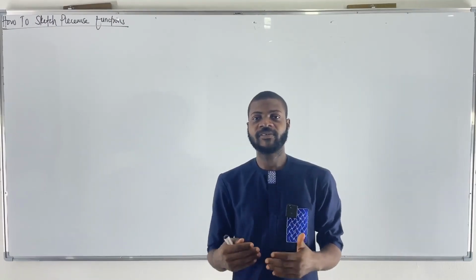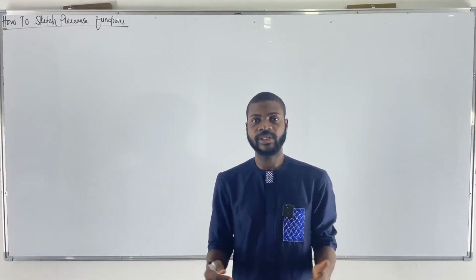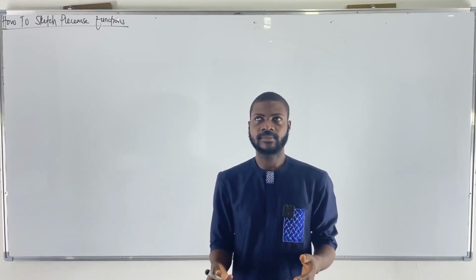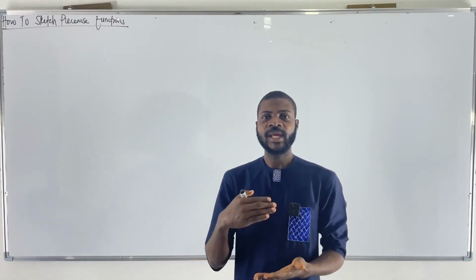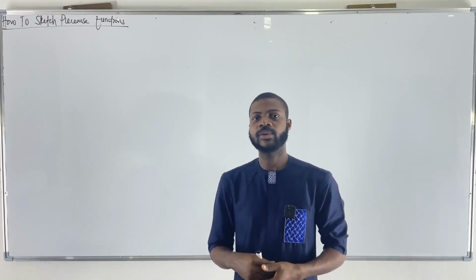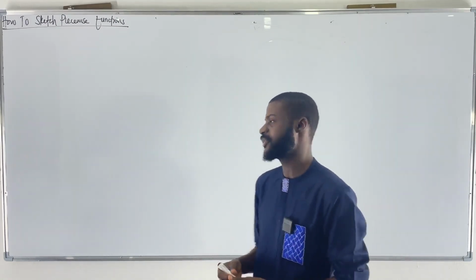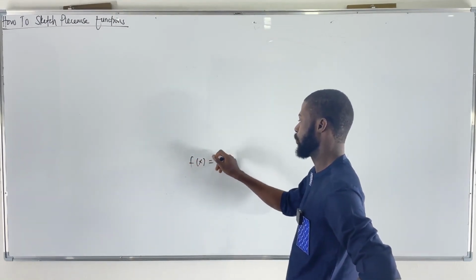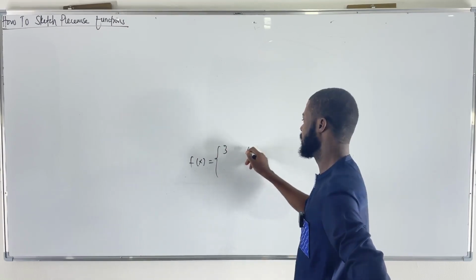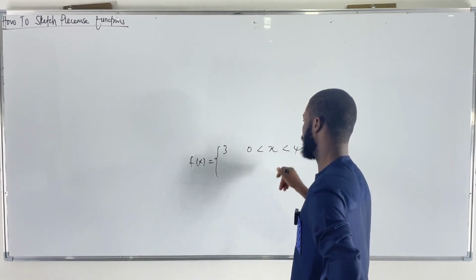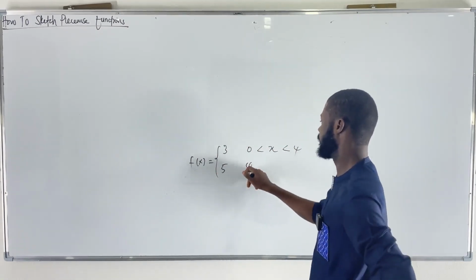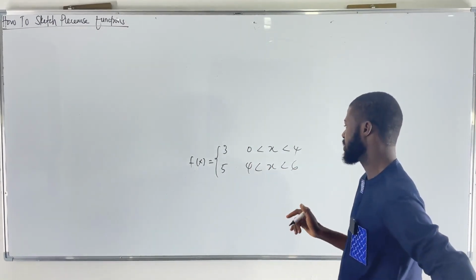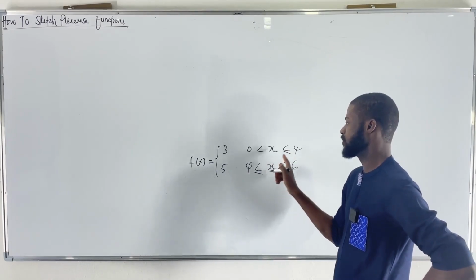A piecewise function is a function that has different rules for the range of x, or values of x. Also, a piecewise function does not overlap. Here's what I'm trying to say. If you have f of x equal to, let's say, 3 for 0 less than x less than 4, then 5 for 4 less than x less than 6, something like this. Take note that you cannot have equal to on both sides.